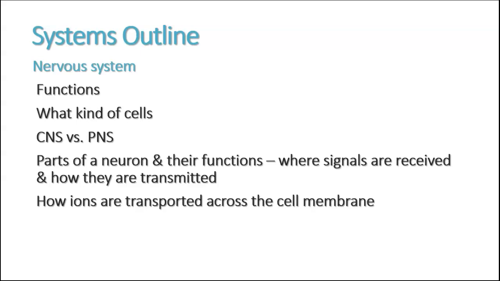And you should be able to identify the parts of a neuron and the functions of the different parts, how the signals are received, where they're received, and how they're transmitted to another cell. And also a little bit about how ions are transported across the cell membrane. So go back and look at that video if you need to. There's a TED Ed video, I believe, about the nervous system for you to look at, or it may be a National Geographic video, one of those. Anyway, there's some really good videos in there, as well as the notes that you did in class.